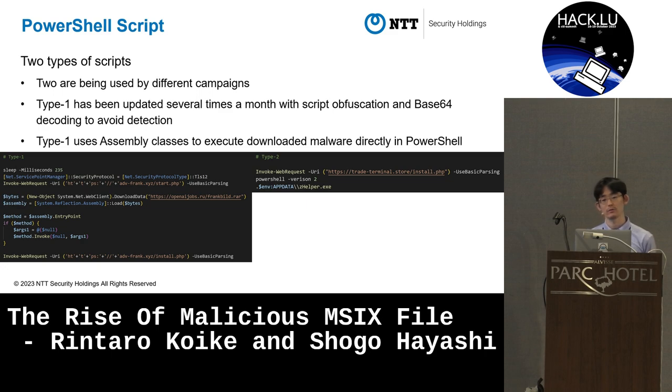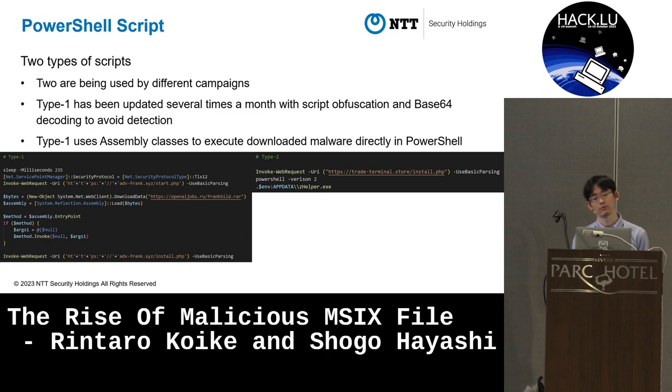Here's a little introduction to the PowerShell script that Steel Clover executes. The implementation has changed little by little, but they can be broadly classified into two types. Type 1 uses WebClient to download and execute malware from an external website. This type 1 is the most common. This includes a lot of obfuscation and analysis interference. Type 2 executes malware contained within the MSIX file. This is occasionally observed. This is very simple code.